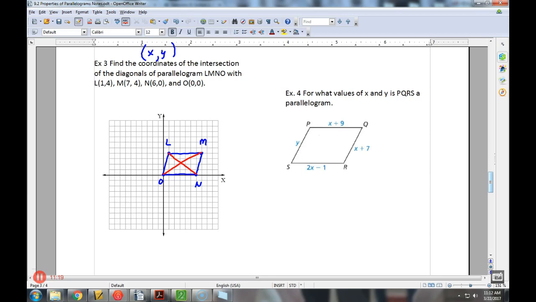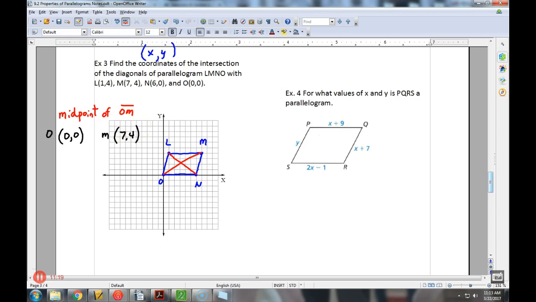So basically what I need to do is go back into chapter 1 and find the midpoint of either one, because it crosses the middle of both. Let's find the midpoint of segment OM. So a little bit of review from chapter 1. Whenever you want to find the midpoint, you write down the ends. So this is point O, and point M is at 7, 4. So we need to find the middle.